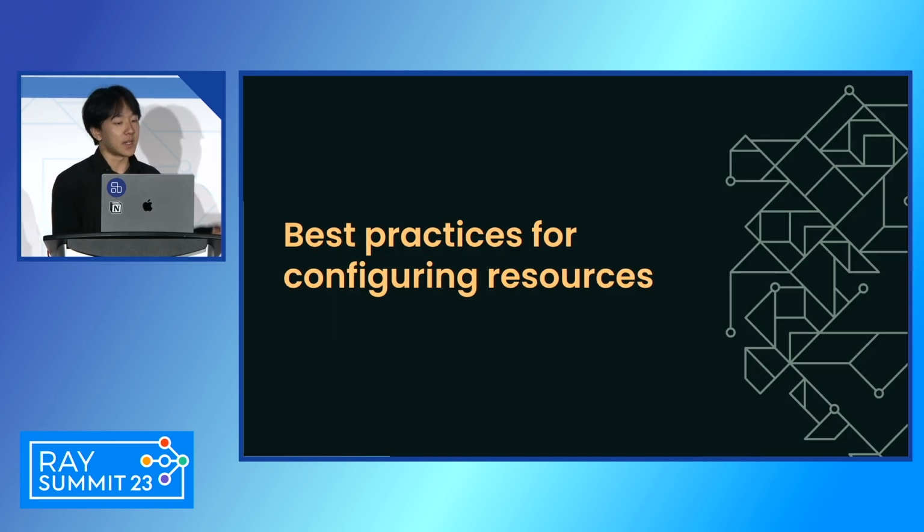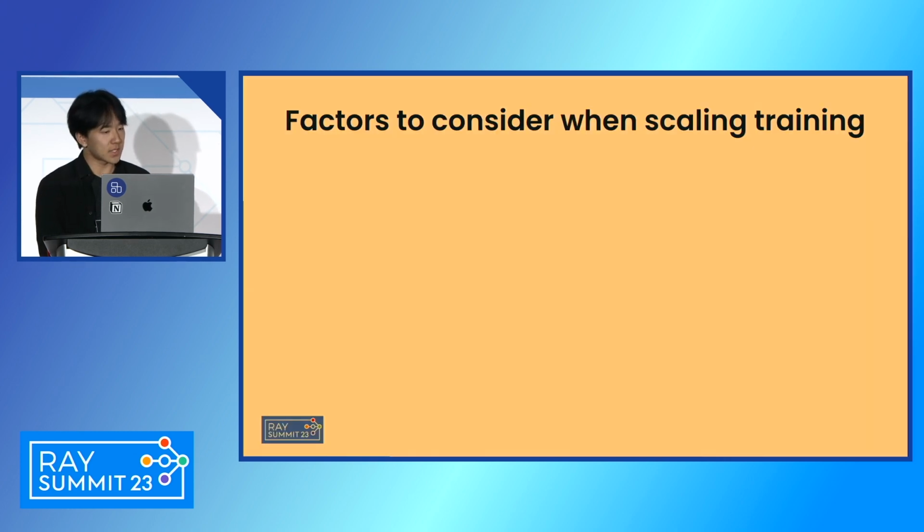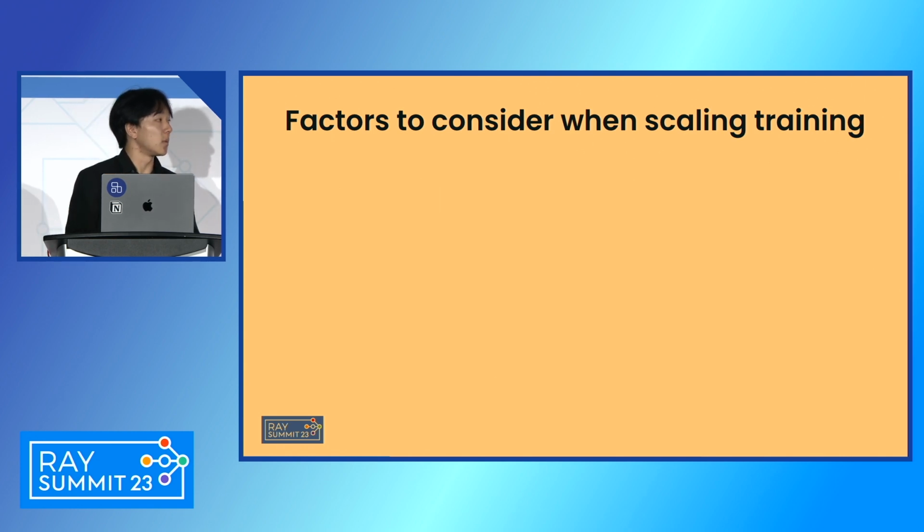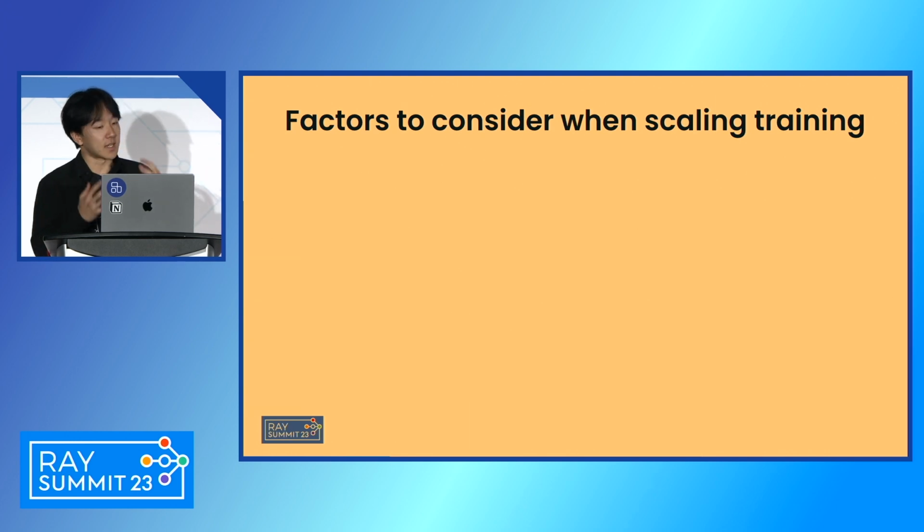Okay, so now moving into the first main topic, which is best practices for configuring resources. So we have our Ray cluster set up. A common first question is figuring out the resource requirements for our worker nodes, as well as how much horizontal scaling I should actually do. So how to actually utilize distributed data parallel training. So to start off, I just want to give some factors that you want to consider, and we'll be touching on these throughout the talk, which are these factors to consider when scaling training.